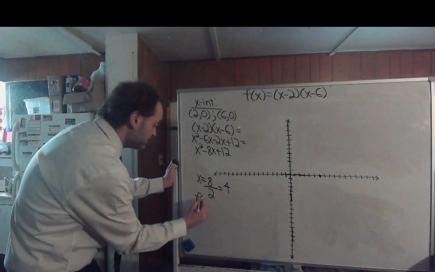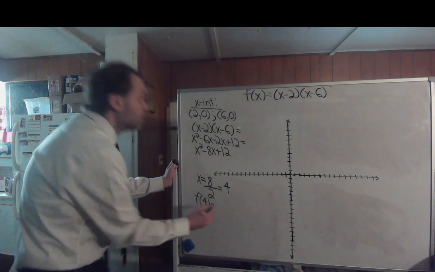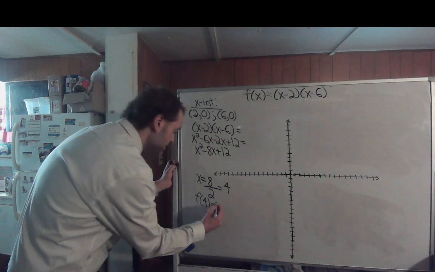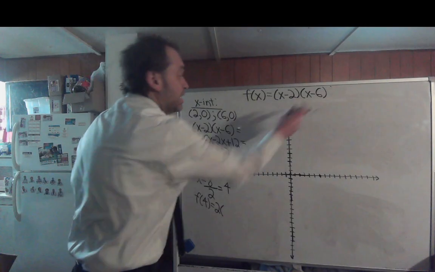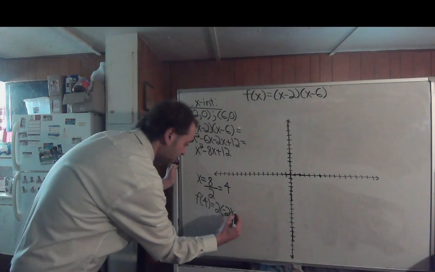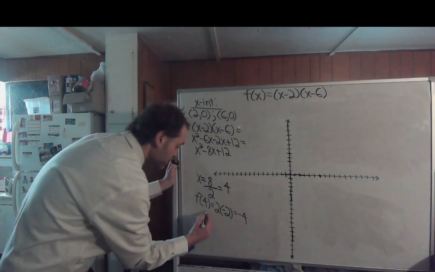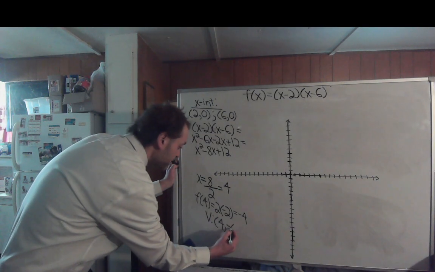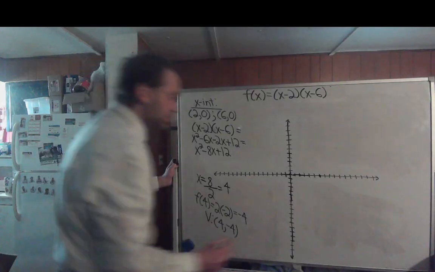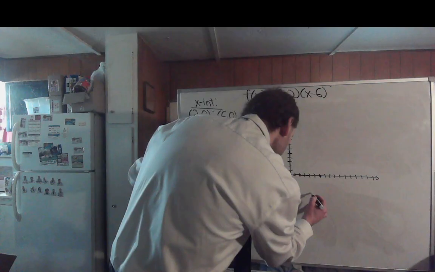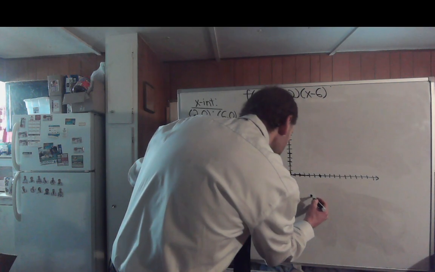Then just put in f of 4. All right, so what is 4 minus 2? That's going to be 2. Times 4 minus 6 is negative 2. 2 times negative 2 is negative 4. So your vertex can be found at 4, negative 4. So there's your vertex at 4, negative 4. So now you've got your vertex, you've got your intercepts.